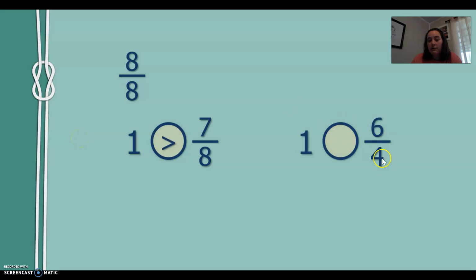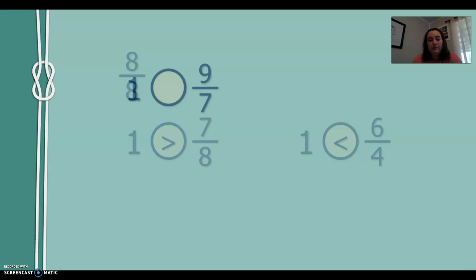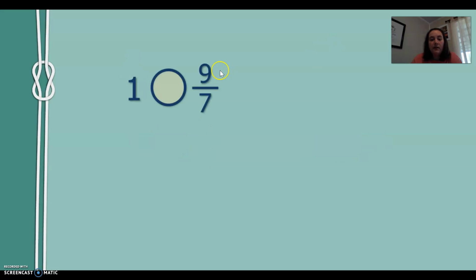Same thing over here, we're looking at fourths, and we know that 1 would equal 4/4. So 6/4 is going to be greater, so 1 is less than 6/4. Here, the same thing. We think about what does 1 equal as a fraction. Well, 1 would equal 7/7. So 9/7 is bigger, so 1 is less than. Then here, you've got 1 and you've got 6/9. Well, 6 is less than 9, so 1 is greater.